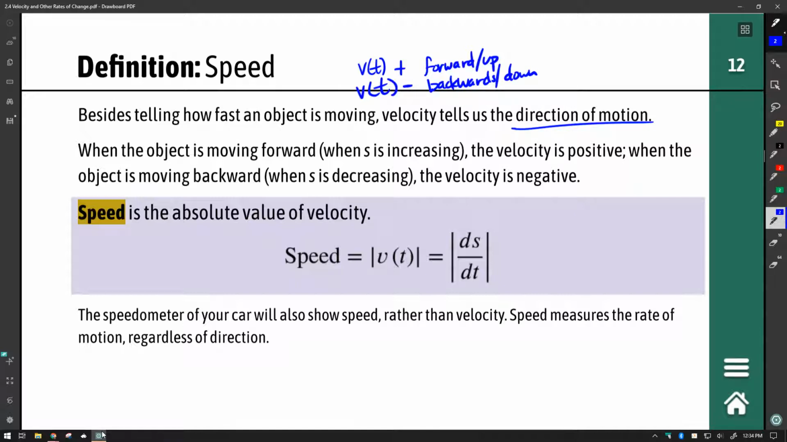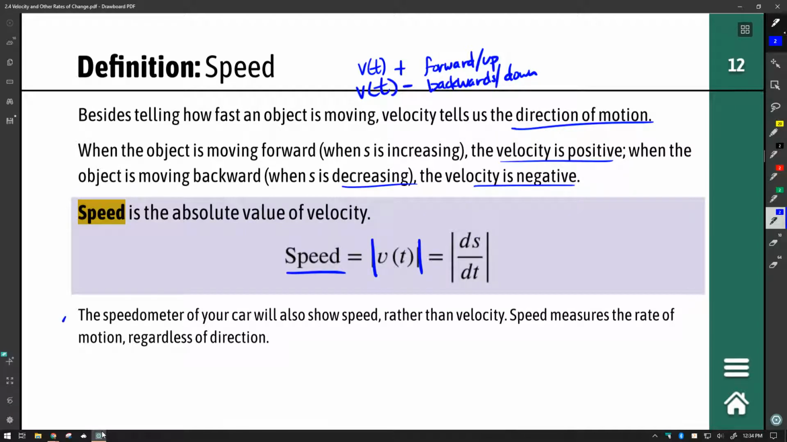So when an object is moving forward, s is increasing and velocity is positive. When an object's moving backward, s is decreasing, velocity is negative. So if velocity tells you a speed and a direction, if you take the absolute value of the velocity, what you'll have left is the speed.